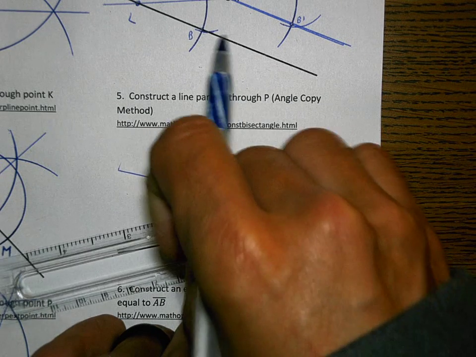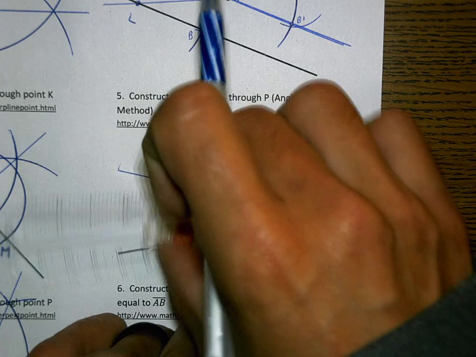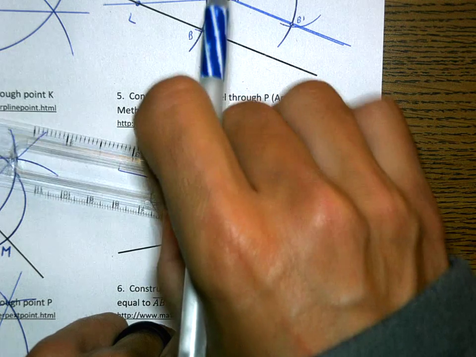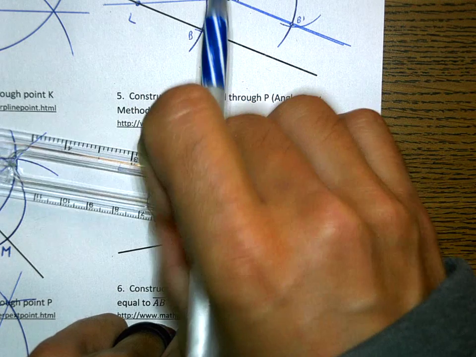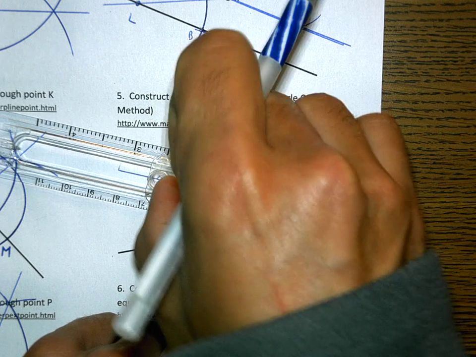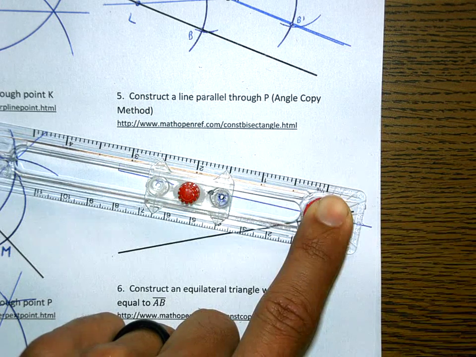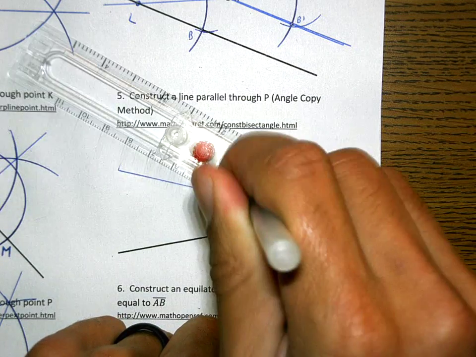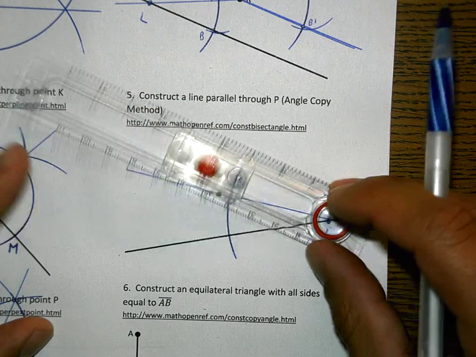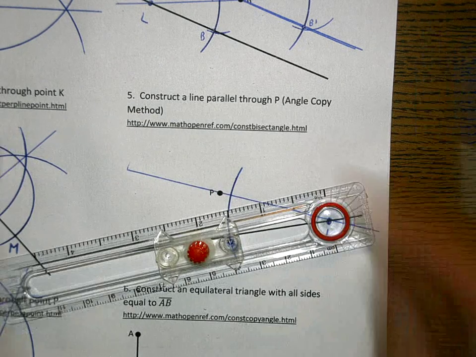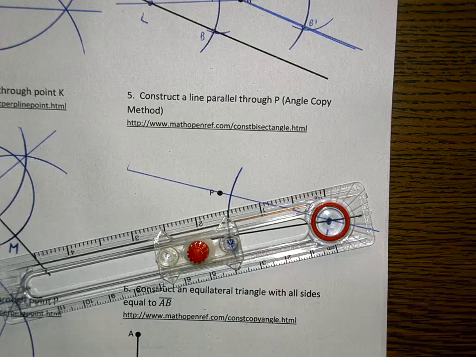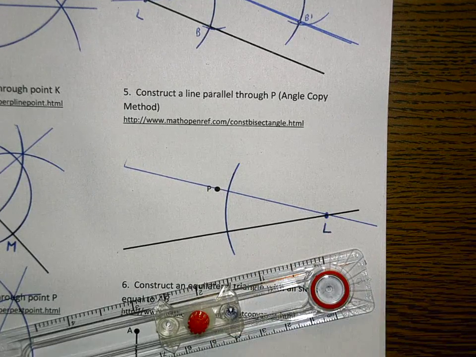Adjust your slider. And I'm going to make mine kind of big. I'm going to put mine really close to P, but not exactly. Just a little less, because last time I ran into a problem when I didn't do that. And then I make an arc. From L, I make an arc. It looks like this.